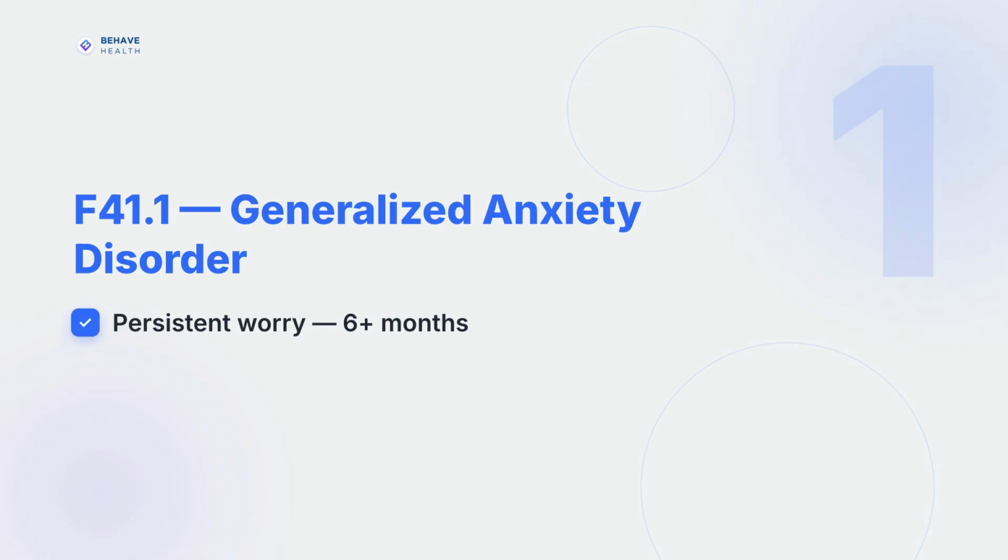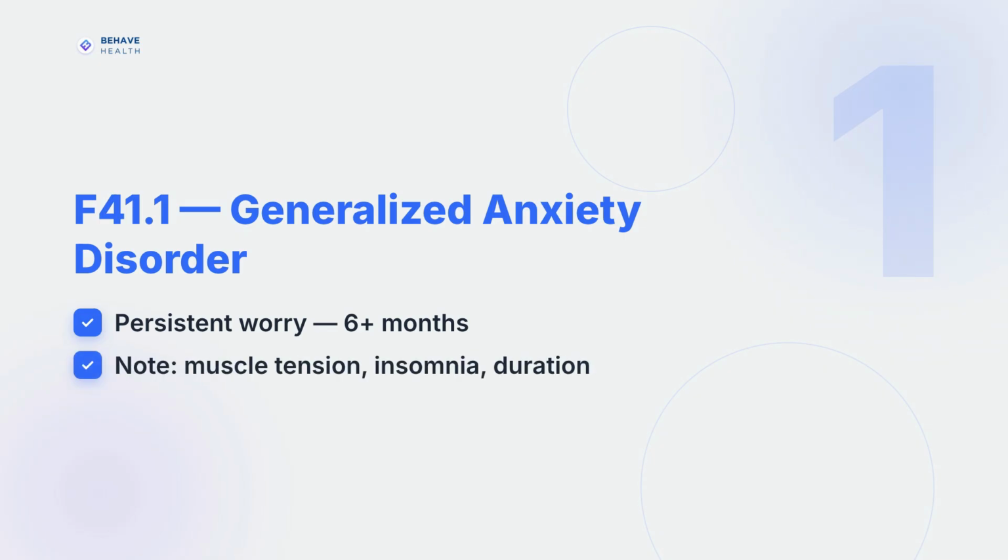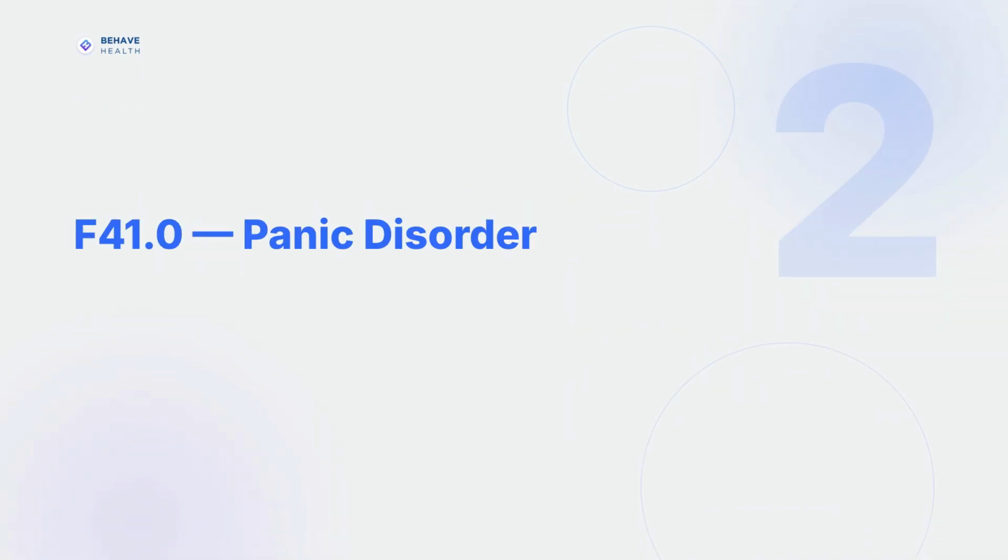F41.1 covers persistent excessive worry across multiple domains for at least 6 months. Document the worry, its duration, and symptoms like restlessness, muscle tension, and insomnia to support the code. Code 2, F41.0, Panic Disorder. F41.0 denotes recurrent unexpected panic attacks and fear of future attacks.